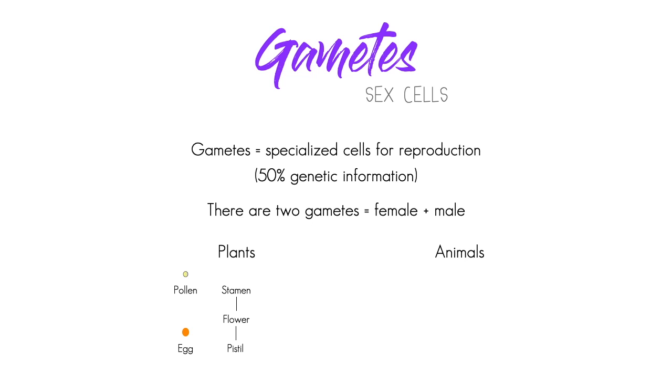In animals, the two gametes are the sperm and the egg. Males produce sperm in the testicles and females produce eggs in the ovaries. Cells need to combine to form a new organism. The way the cells come in contact with each other depends on the organism.